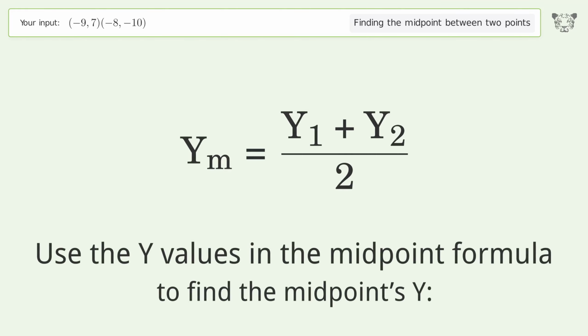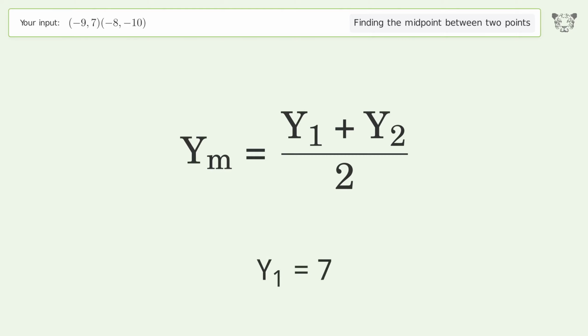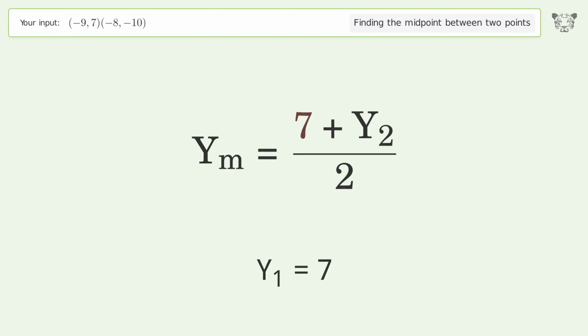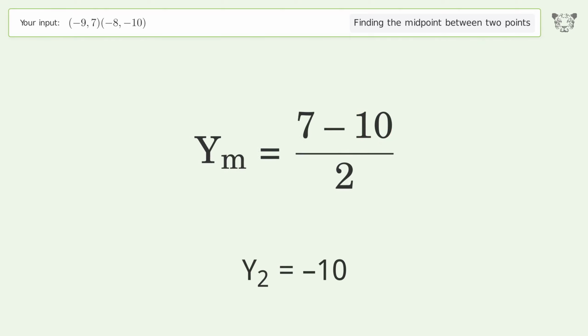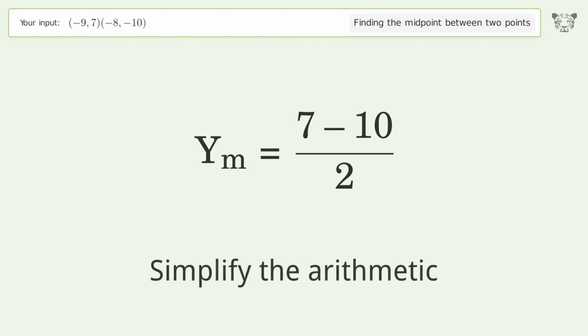Use the y values in the midpoint formula to find the midpoint's y. y1 equals 7. y2 equals -10. Simplify the arithmetic.